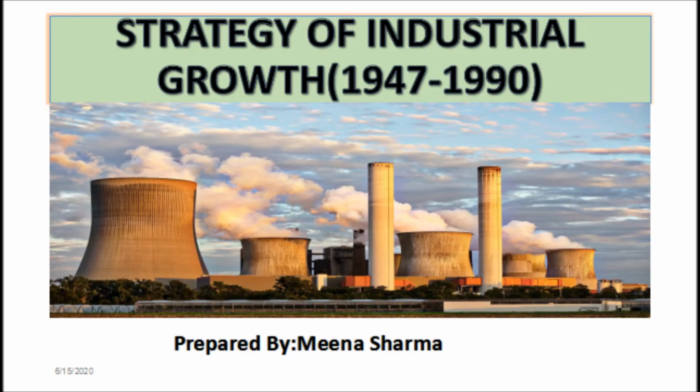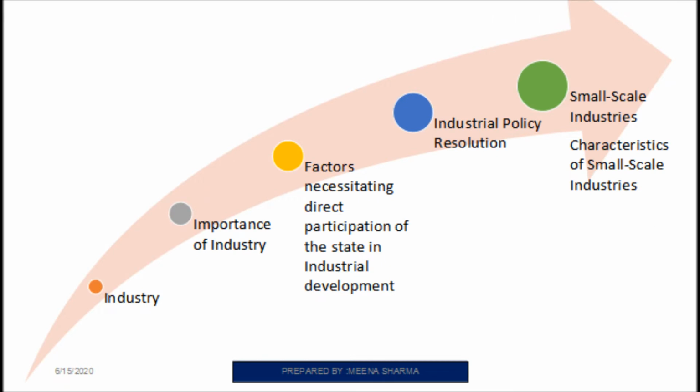Hello and welcome to today's topic, that is Strategy of Industrial Growth 1947 to 1990. In this chapter, we shall study about industry, importance of industry, factors responsible for direct participation of state in industrial development, industrial policy resolution, small-scale industries, their characteristics.